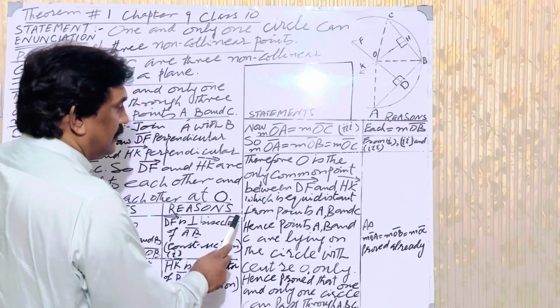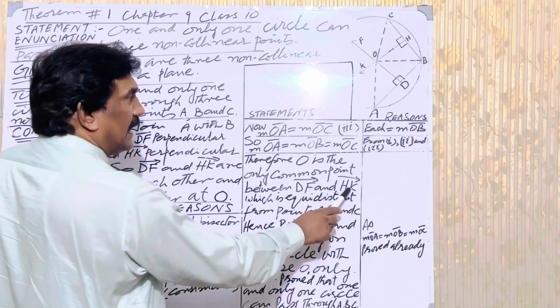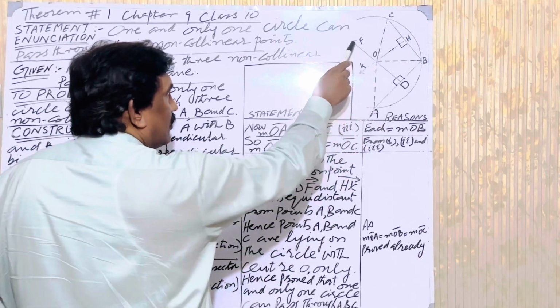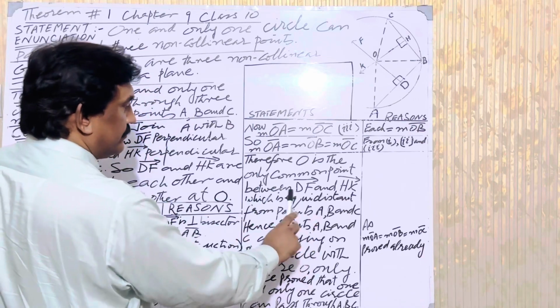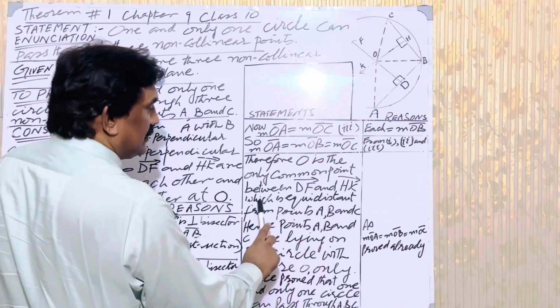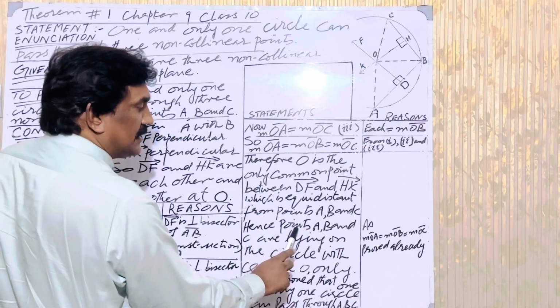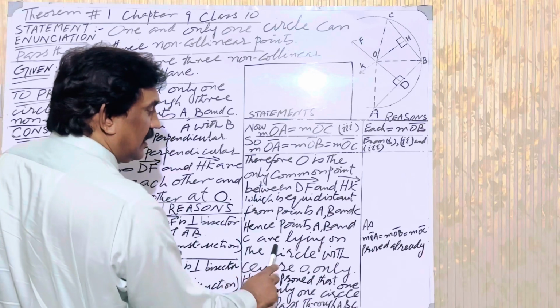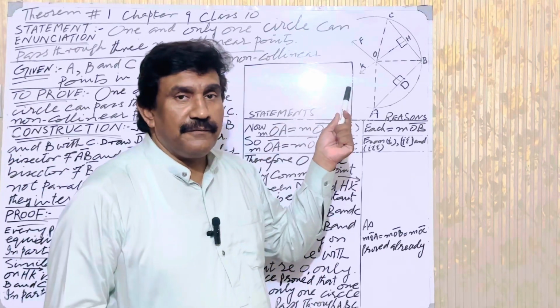That is why I have written, therefore O is the only common point between DF and HK, not any other point we can take. Okay, and between this which is equidistant from points A, B and C, hence points A, B and C are lying on the circle. What is the reason? Now you know the circle definition.